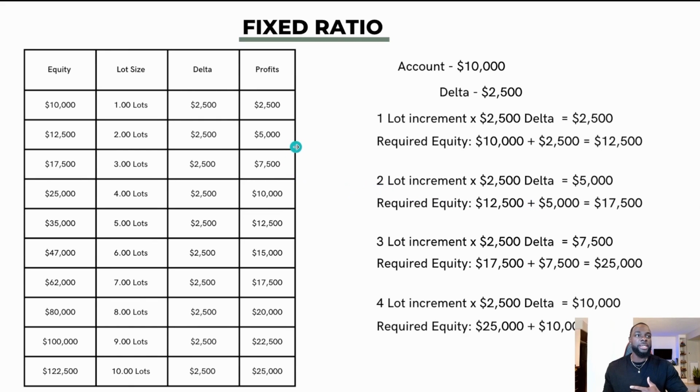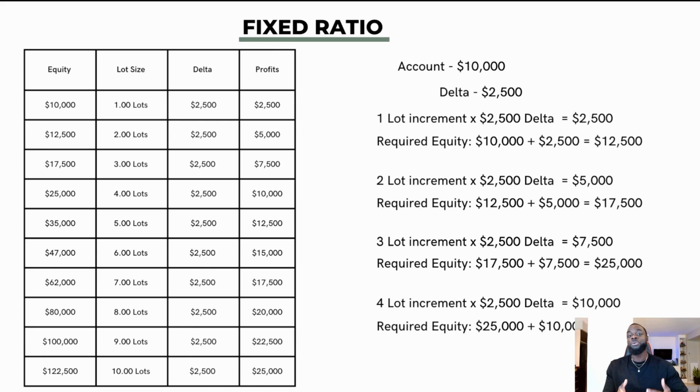What you're going to see here is the fixed ratio formula, the fixed ratio chart. We have the equity, we have lot size, we have delta, and we have profit. To give you an example, let's say we start with $10,000. It's going to take you 9 steps in order to get to $122,000. And this is what I call proper money management, because proper money management allows you to see the mathematical equation. It's going to allow you to go from one level to the next level.